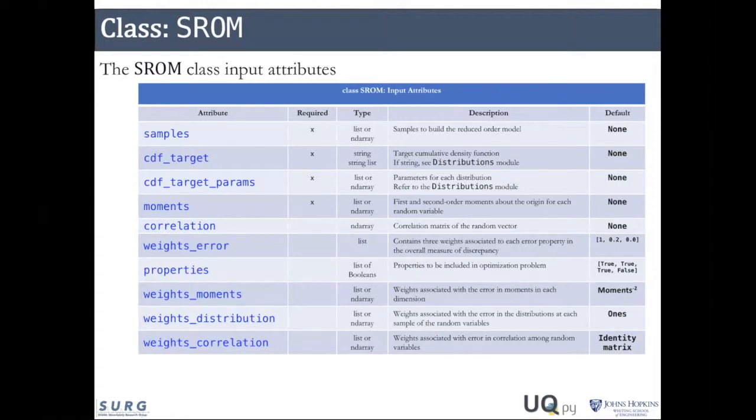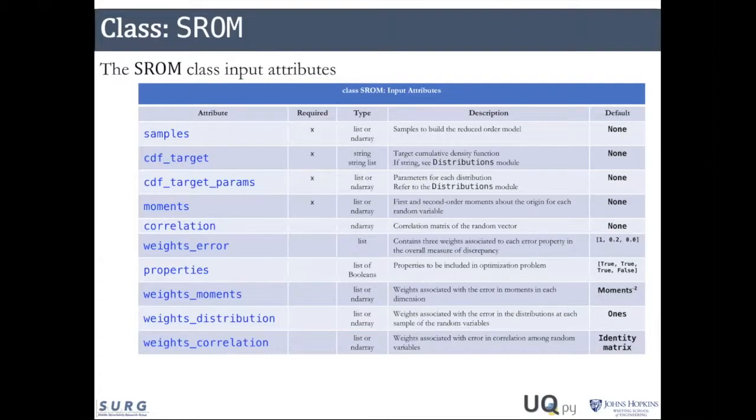Its size is 2 cross the dimension of the input space. If it is an n-dimensional array, then the first row corresponds to the first order moment of our random variables, and the second row corresponds to the second order moment about the origin. And it is a required attribute. There is no default value for that. The correlation attribute defines the correlation matrix between the random variables, and it is an n-dimensional array.